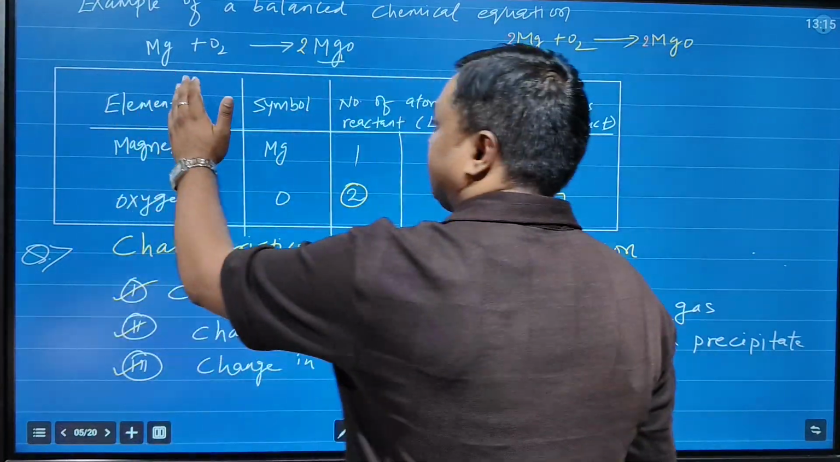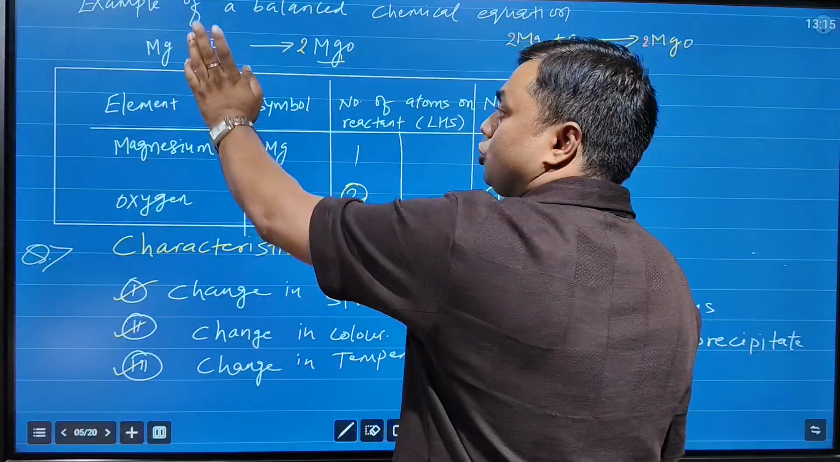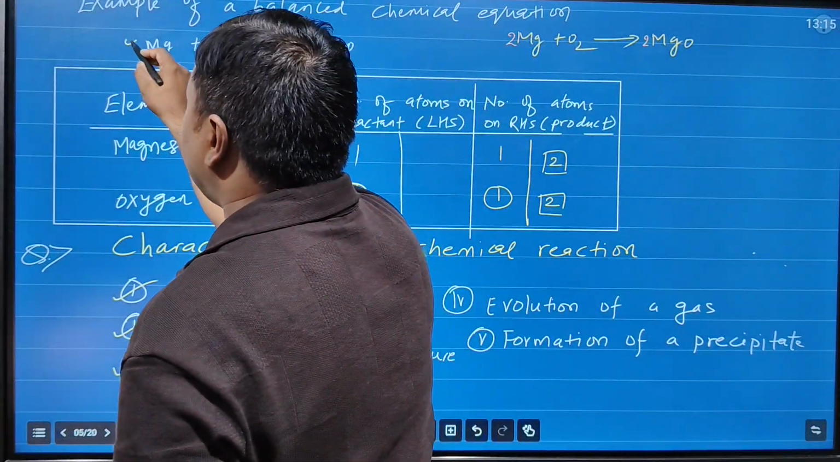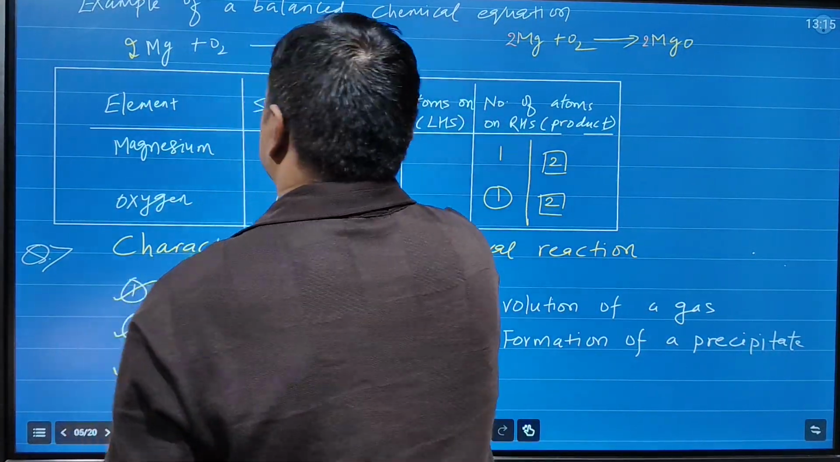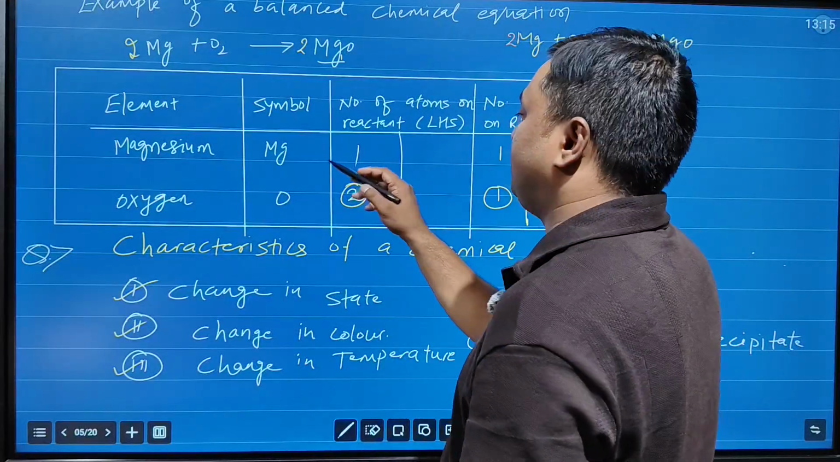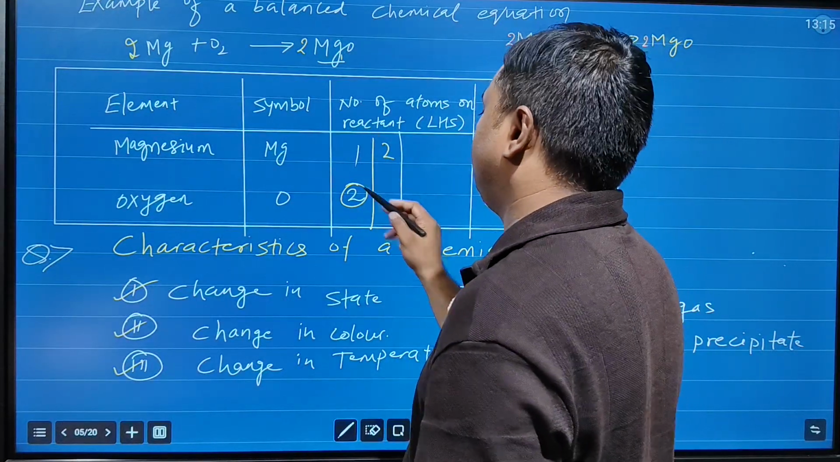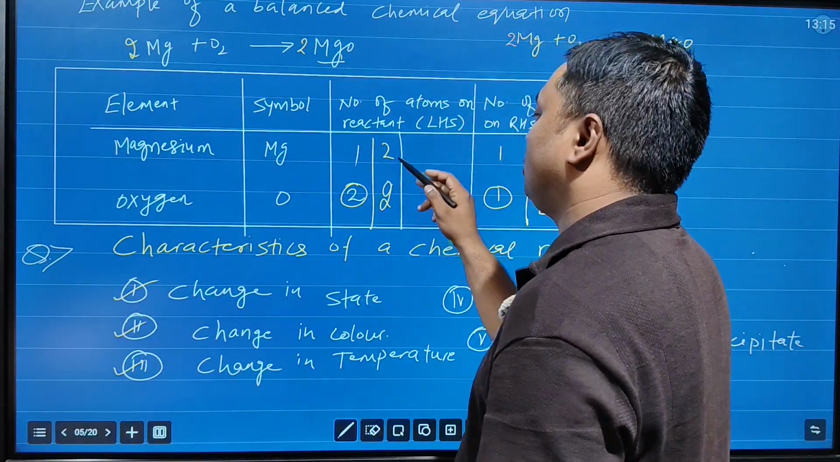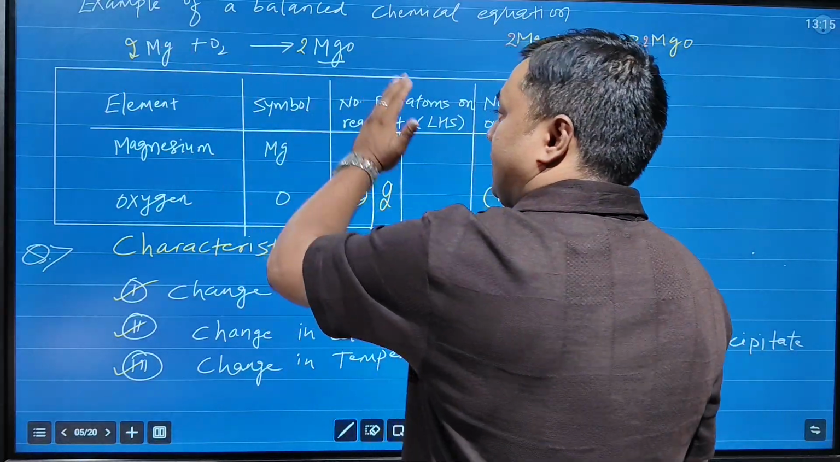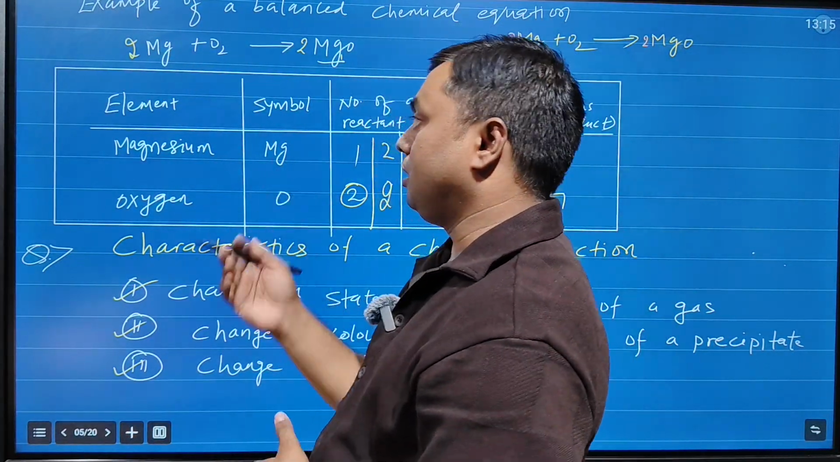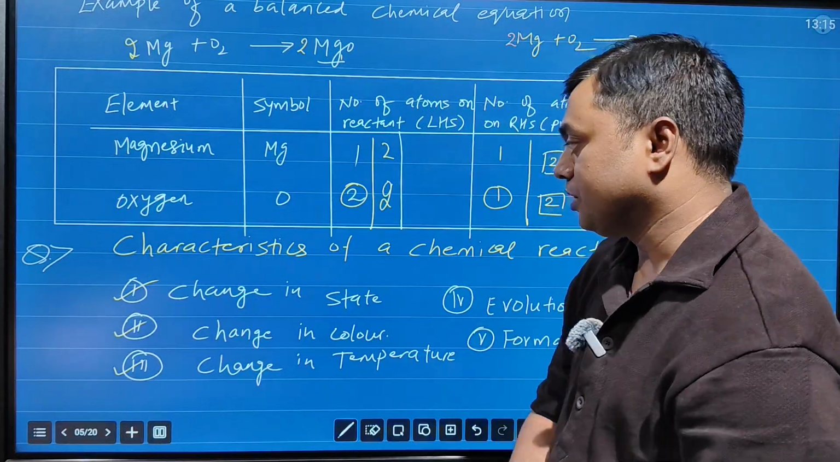But if you see the LHS, magnesium is still 1 but oxygen is 2. So you have to multiply here also by 2. Yes or no? When you multiply here by 2, you get magnesium 2 and oxygen 2. Now you can see LHS and RHS, all the atoms are equal.